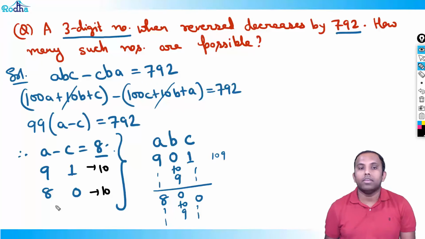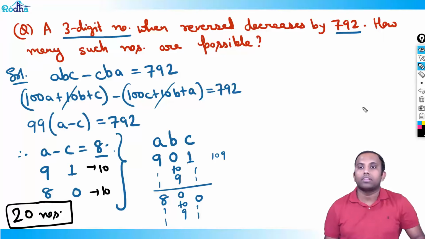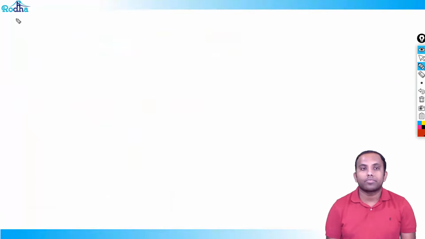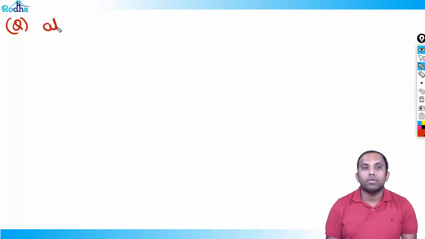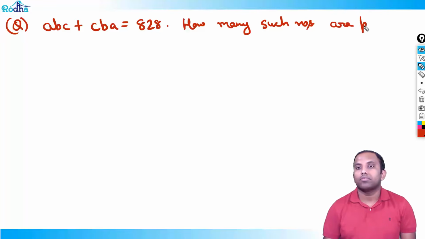So 10 values here and 10 values here, total 10 plus 10, 20 numbers can be found. The answer is 20. Now, the next question: a 3-digit number ABC plus its reverse CBA is equal to 828. How many such numbers are possible?